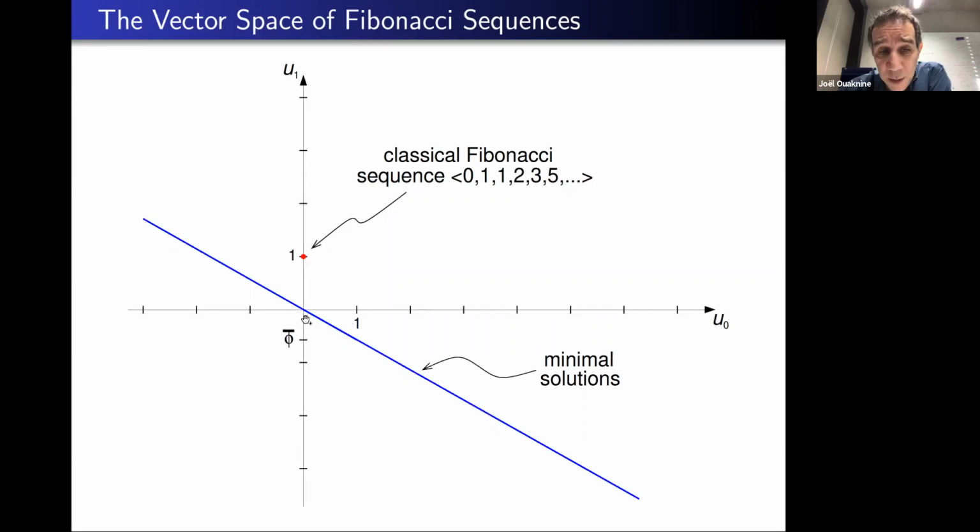In particular, the sequence that starts 1, phi bar is a minimal solution. And one very important thing is the so-called critical ratio, which we denote by mu, which is the slope of this subspace, which is actually equal to phi bar. That will play an important role later on.